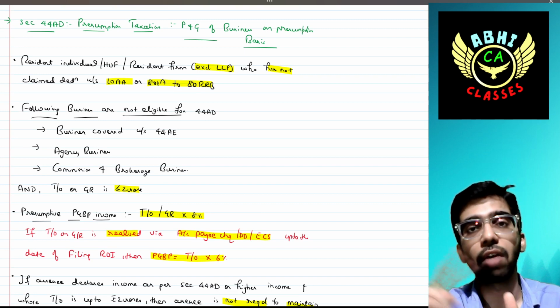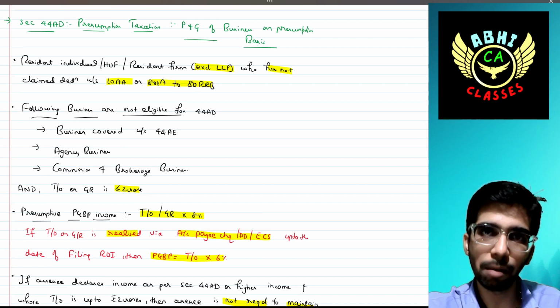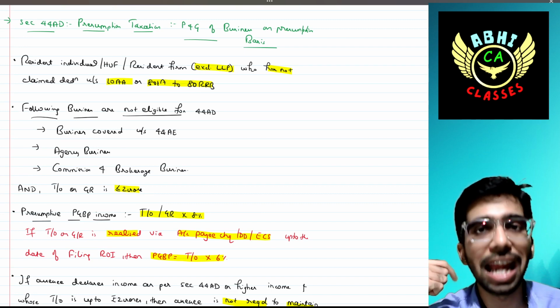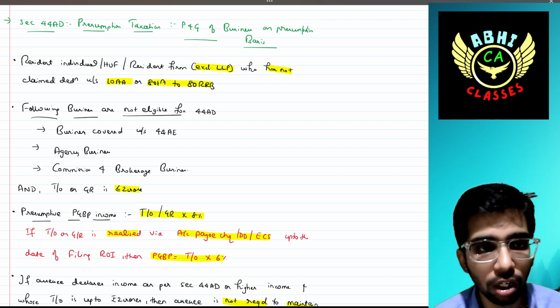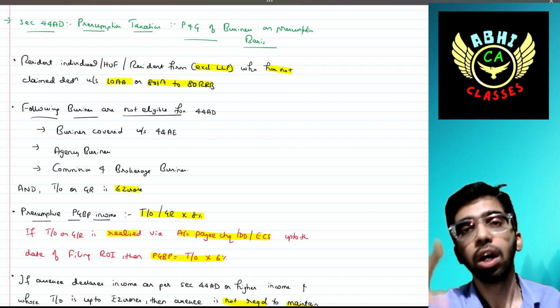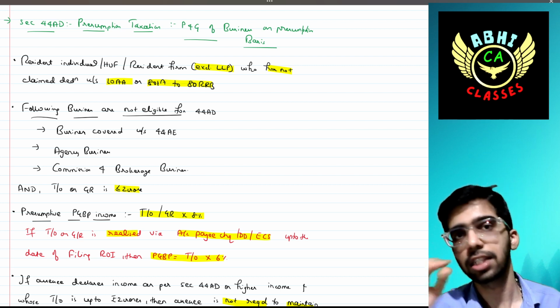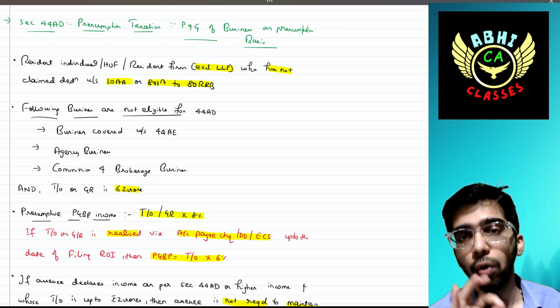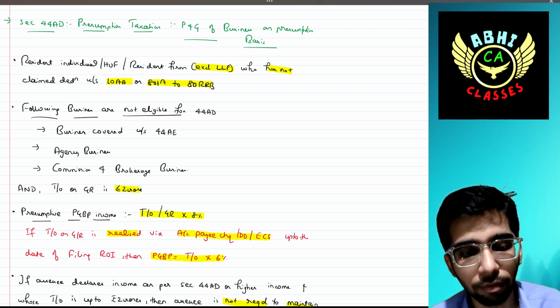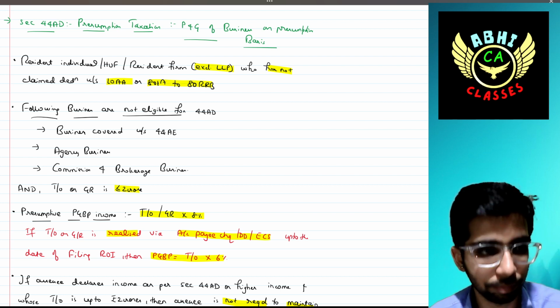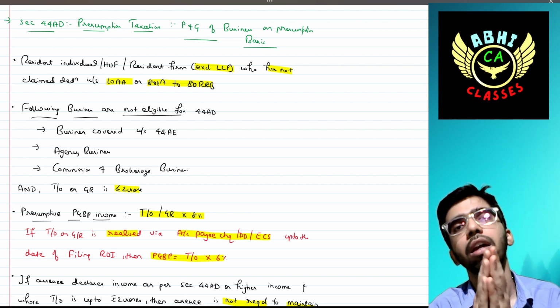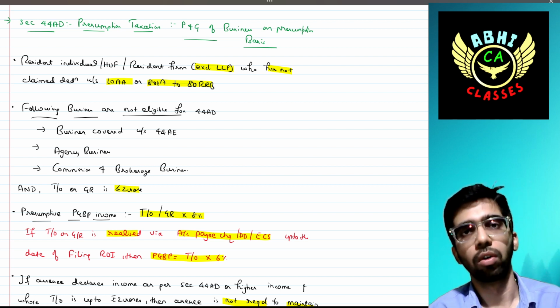Then the following businesses are not eligible for 44AD. Number 1, business covered under 44AE, that is some other concept. Then second, the agency business. Third, the commission and brokerage business. If you are engaging in the business of these 3 categories, then you are not eligible to claim the benefit under section 44AD. And your turnover should be less than 2 crore.